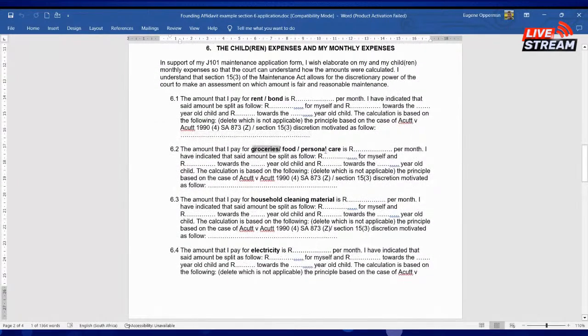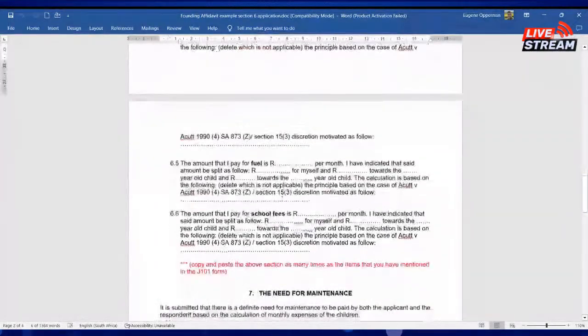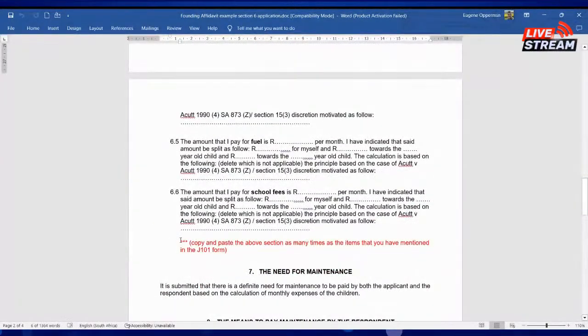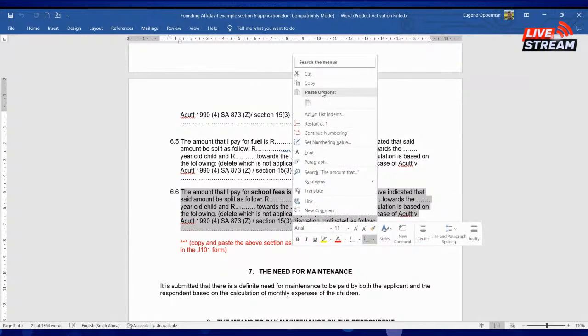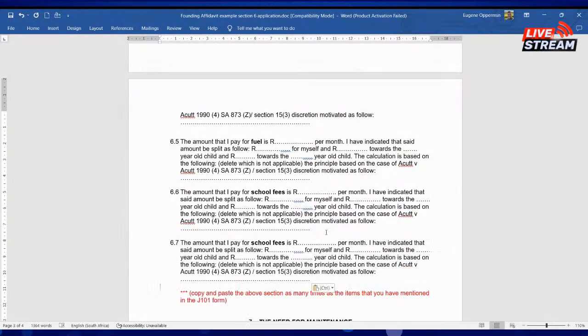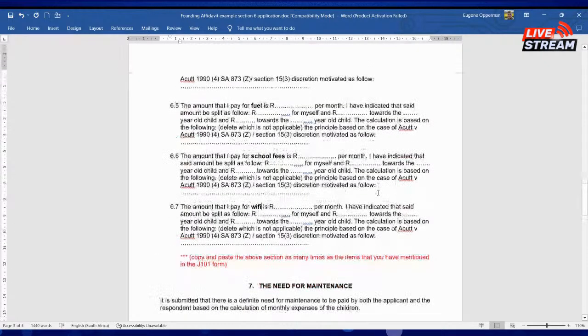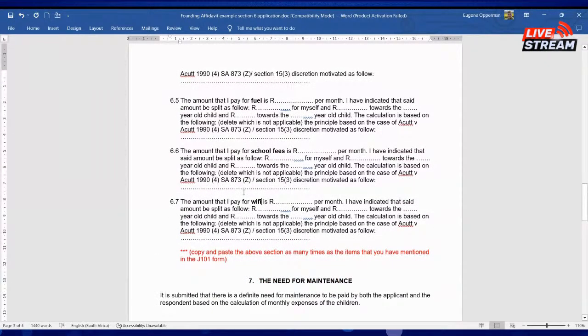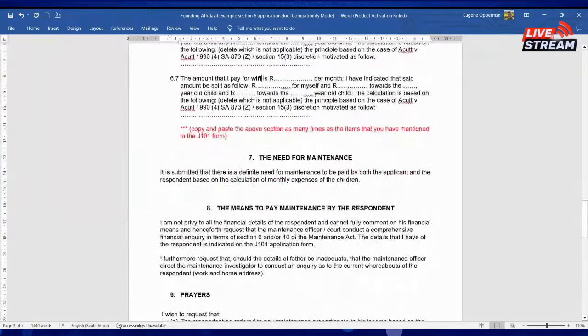Same goes for food, groceries, exactly the same. Household, electricity, fuel, school fees. Like I said, you can copy and paste these sections as many times as you wish. You can simply copy that and paste it there, and then you can say, okay, right, this could be for Wi-Fi, and you pay that amount for Wi-Fi. Each and every one could be justified, so that you justify each and every expense with regards to that.